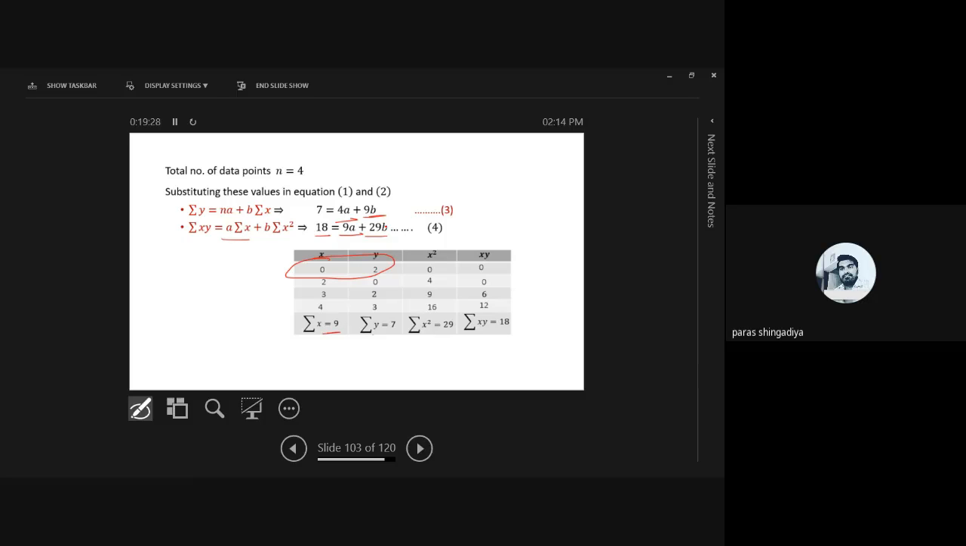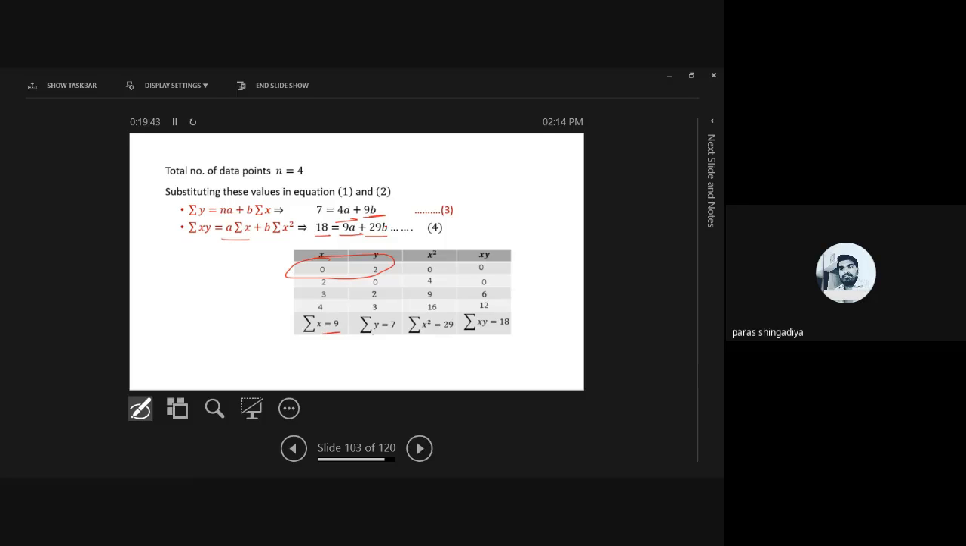Then after subtracting, you can find b, and then put the value of b in any equation, and we can find a. That is one method. That is the standard method to find the answer.